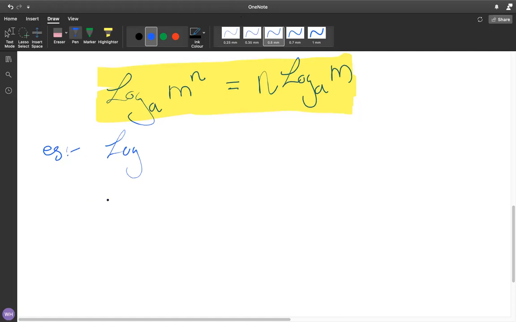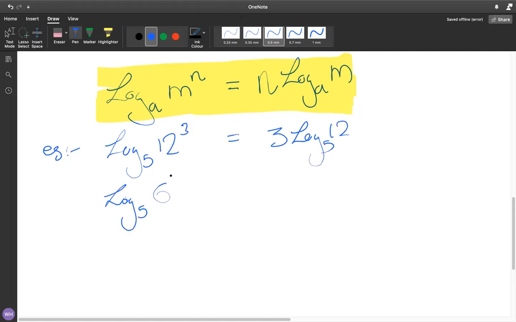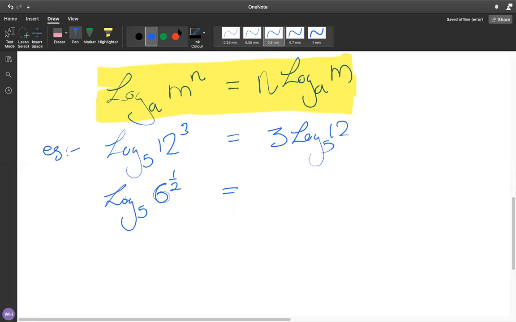Right? So if you consider logarithm of 6 to the power half to the base 5, now tell me, which one is being multiplied at the front? Is 2 going to be over here, or the entire half going to be over here?